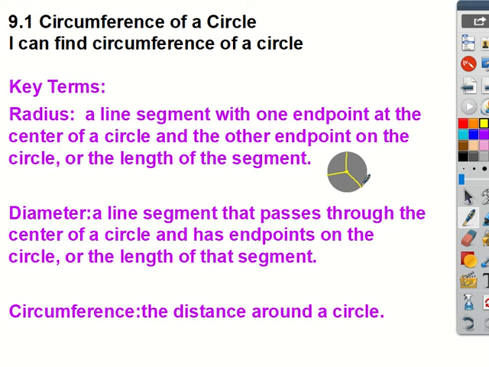So basically, you can have a radius or radii. I don't even know how to say it. Radii would be the plural version. But basically, it's just half the diameter, okay? So the radius goes from the endpoint to the center of the circle.